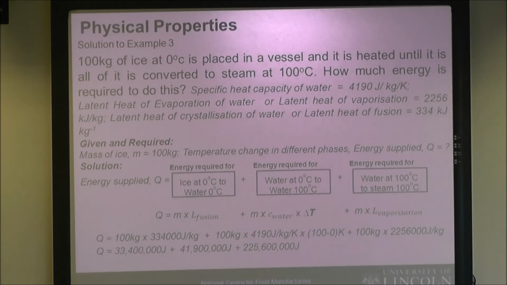Now all you need to do now is just to add them together with your calculator. Then you have your final answer today, 300, 900 kilojoule. Very simple. This is a typical exam question.